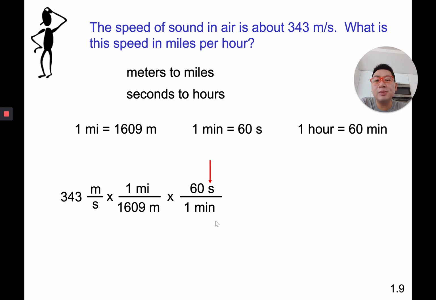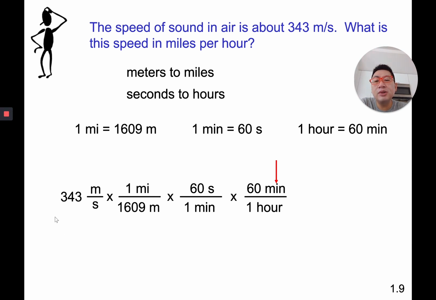Except I don't want miles per minute. The question is, how many miles per hour? That's the question. So let's multiply again by another 1. This is another 1. Since I currently have minutes in the denominator, I need to cancel it out with minutes on the top. So I have the 60 minutes on top. So minutes and minutes cancel.